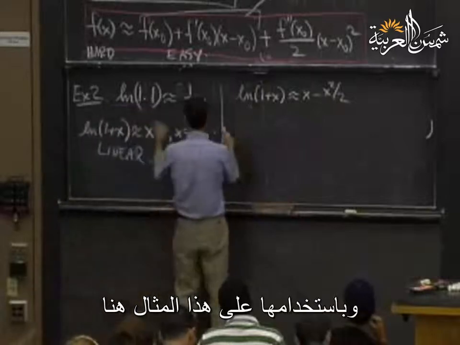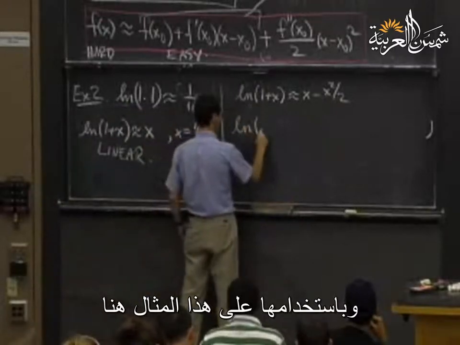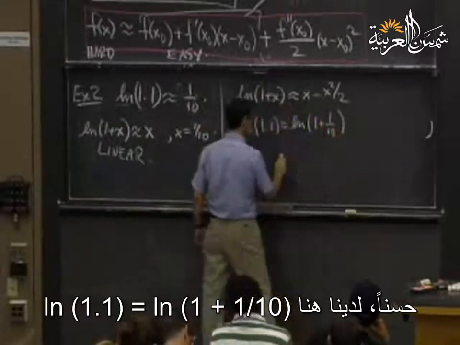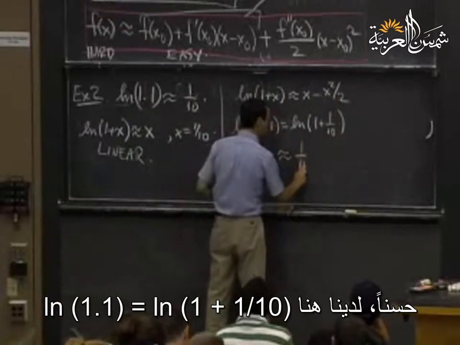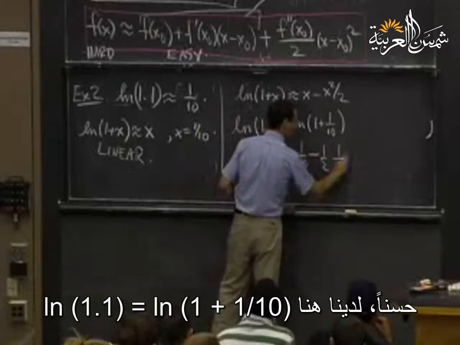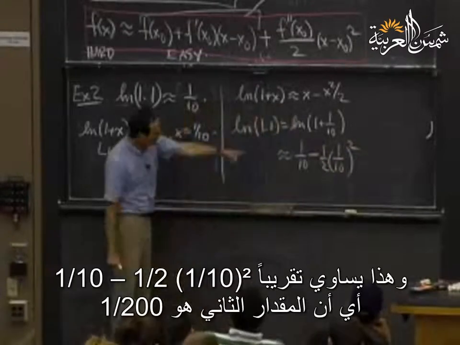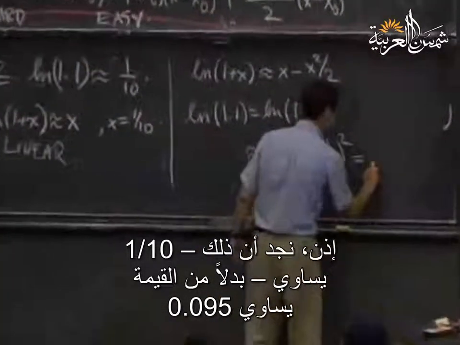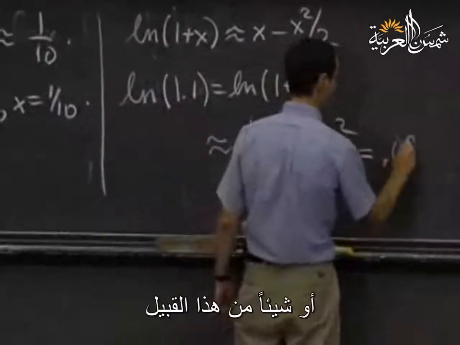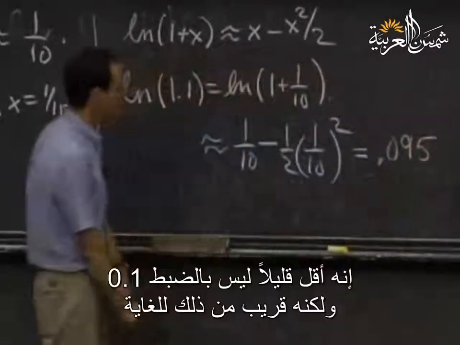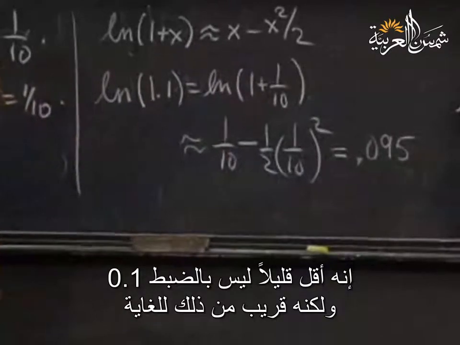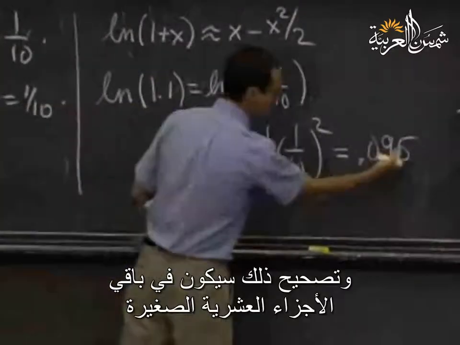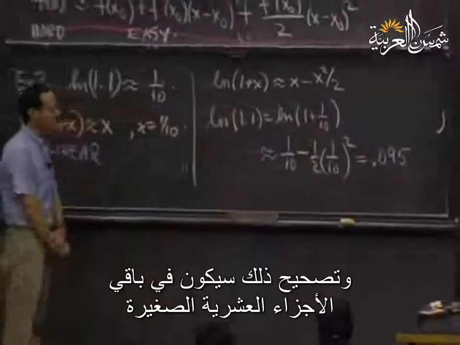And when I use this example here, so this is 1.1, which is the same as log of 1 plus a tenth, right? So that's approximately a tenth minus a half 1/10 squared, right? So 1/200. So that turns out, instead of being a tenth, that's what is it, 0.95 or something like that. It's a little bit less, all right? It's not 0.1, but it's pretty close. Okay? So if you like, the correction is lower in the decimal expansion.